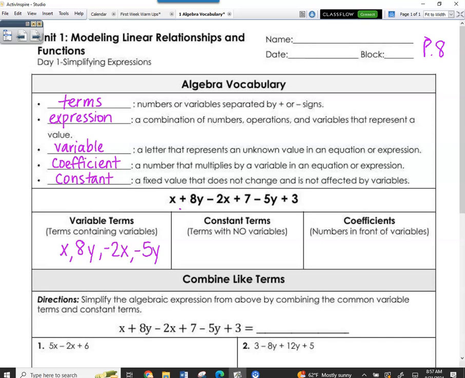Now we want the constants. That would be the ones that have no variables at all. If you're reading through it, you should have come to 7 and 3. Then coefficients is the numbers in front of the variables. Well, if you confidently answered the previous section, you could have just pulled those numbers. So what is in front of the X? One. There's an understood one there that matters. What's in front of the Y? 8. What's in front of this X? Negative 2. And what's in front of this Y? Negative 5. Good job, Carl.